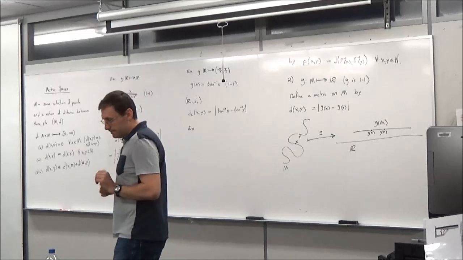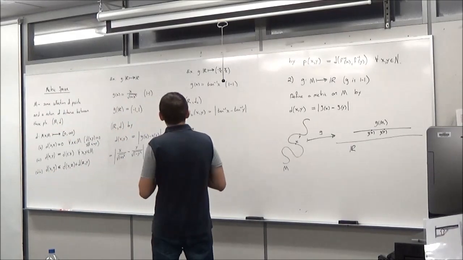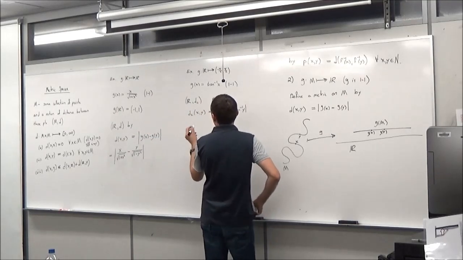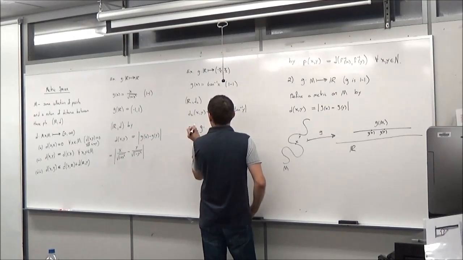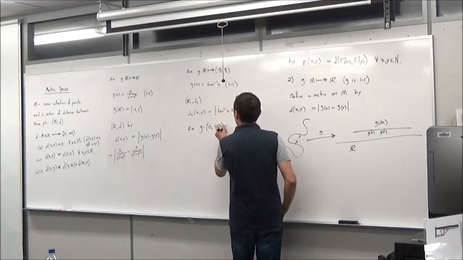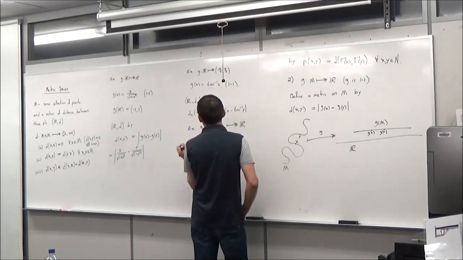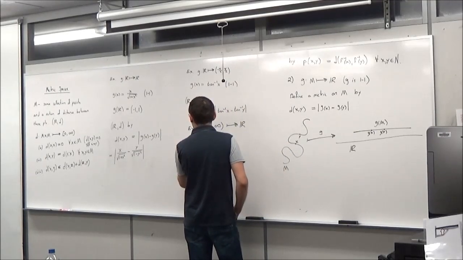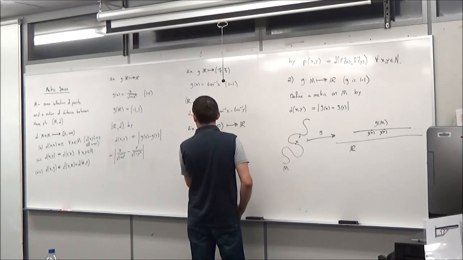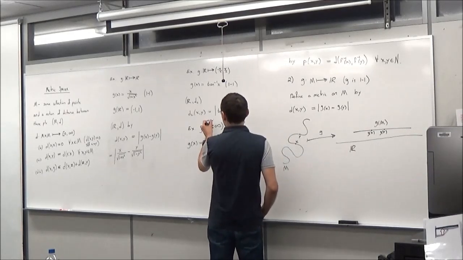Okay, so another example. Let's now take another interval. Let's say G is going to take the interval 0 to infinity and map it to R. And what is it going to do? It's squaring the number. So G of x will just be x squared. Notice it's from 0 to infinity. So this is my M.